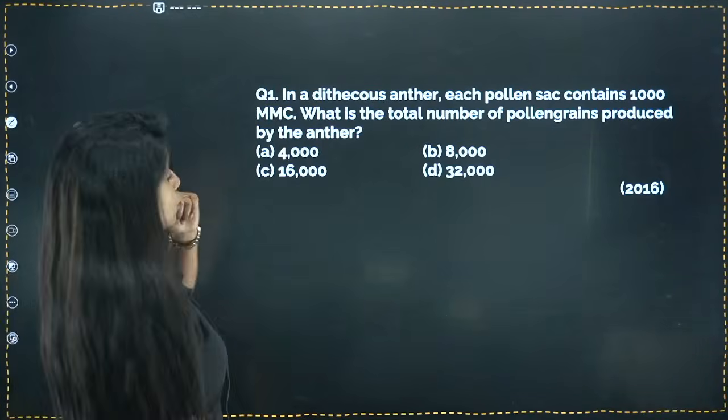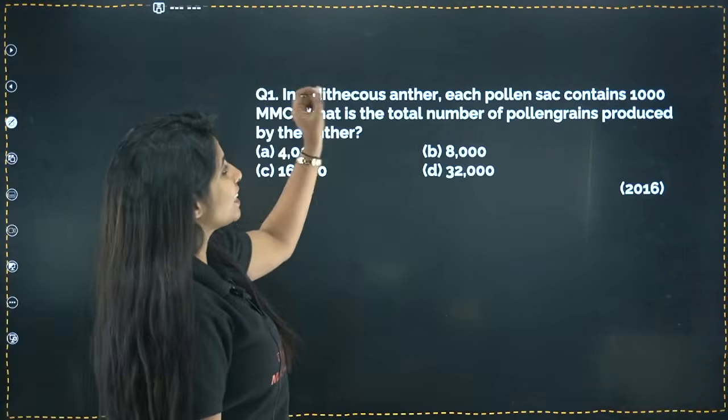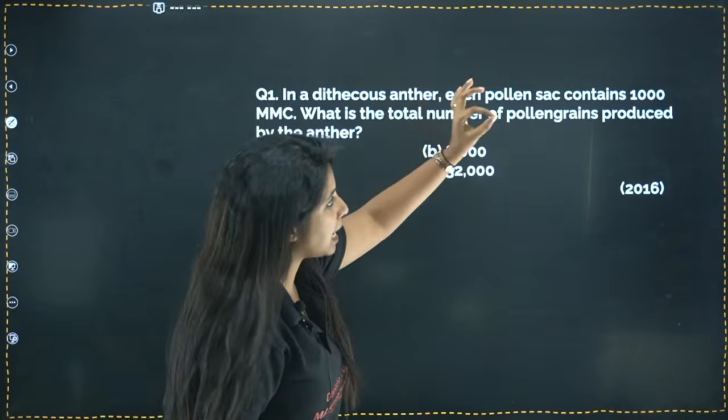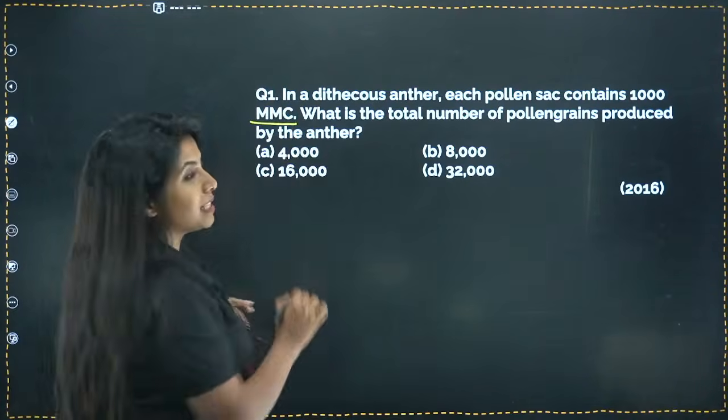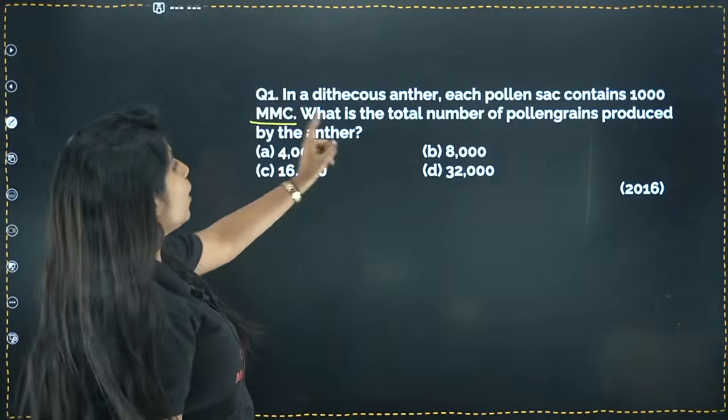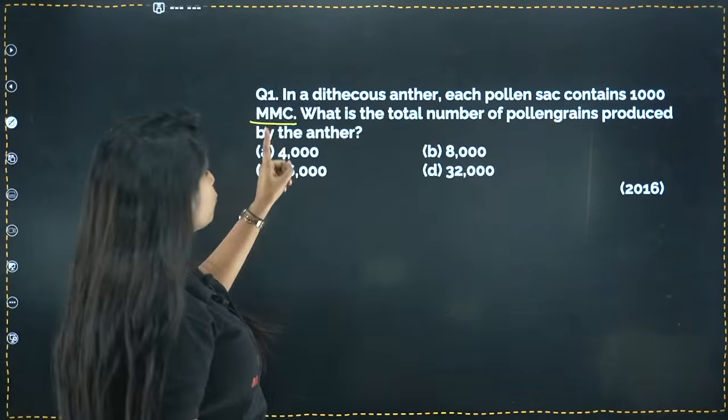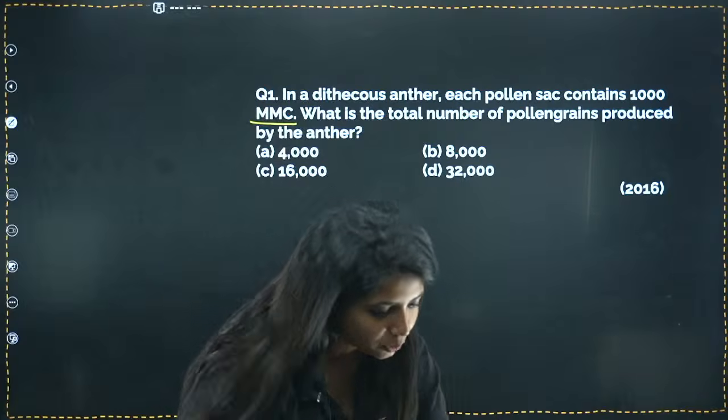The first question, this is a 2016 question. In a dithecous anther, each pollen sac contains 1000 MMC, microspore mother cells. What is the total number of pollen grains produced by the anther? That is the first question that you have.